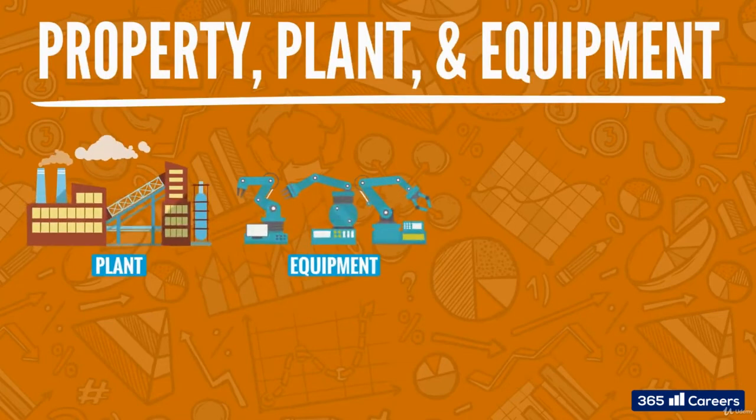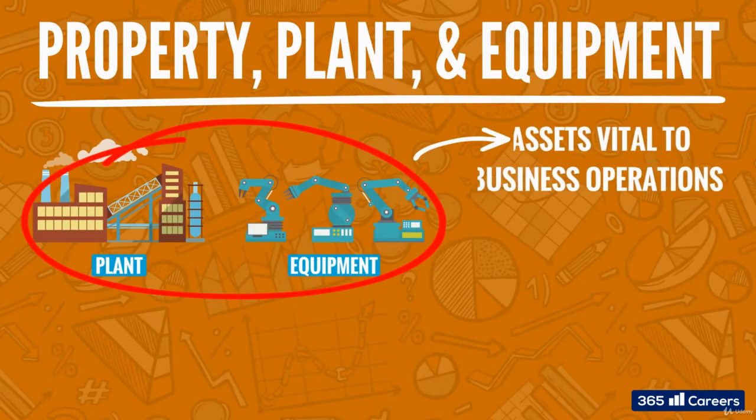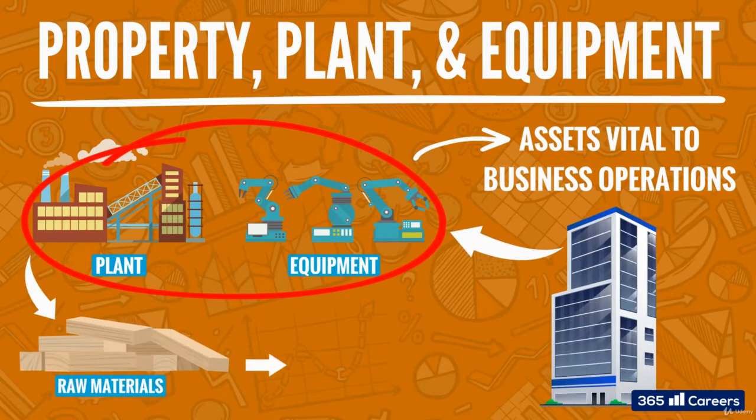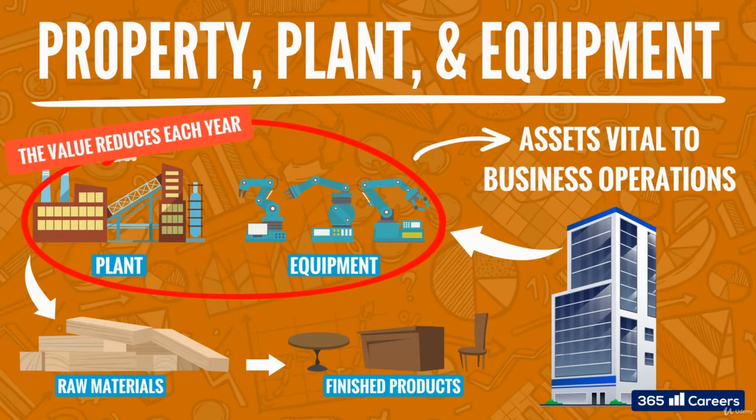Property, plant, and equipment are a group of assets that are vital to business operations. Imagine a production company. It certainly needs plants and equipment in order to transform raw materials into finished products. Usually, this is a hefty investment that cannot be easily liquidated. The value of property, plant, and equipment is reduced each year, or should we say depreciated, in order to account for the fact that the asset will be obsolete after its useful economic life ends. These are some of the main types of assets that we will see in financial statements.